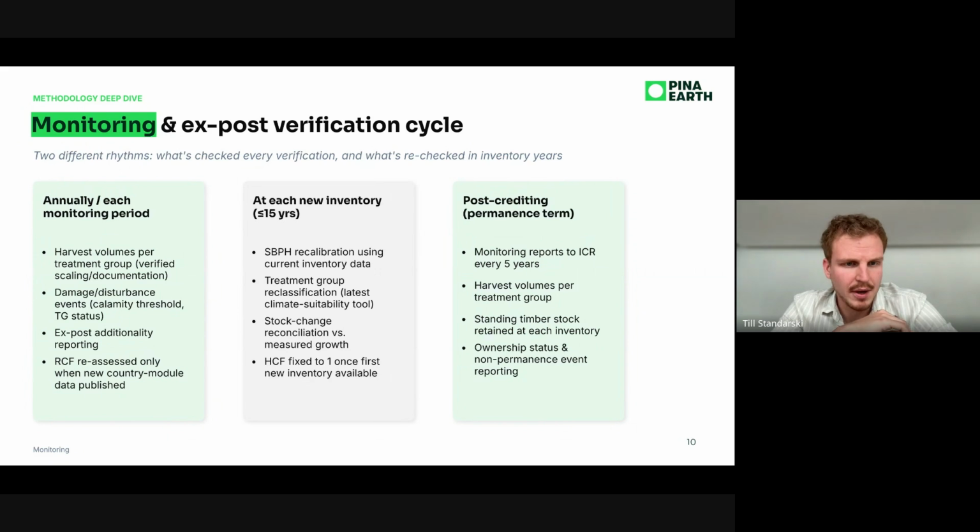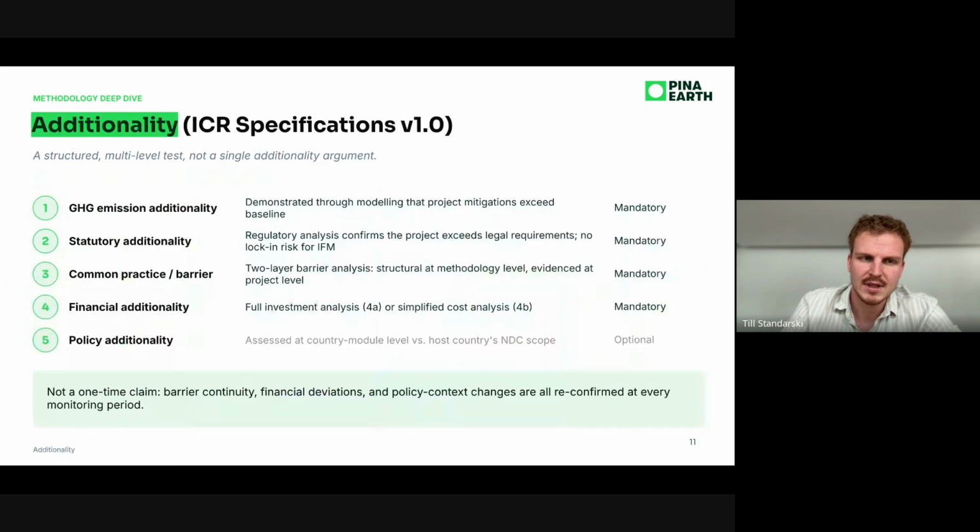Yeah, I don't think I'll go through every single one of these points. Most of them are pretty self-explanatory. For example, that ownership status has to be proven throughout the entire project period. But these are the key aspects. Handing over to Ronja.